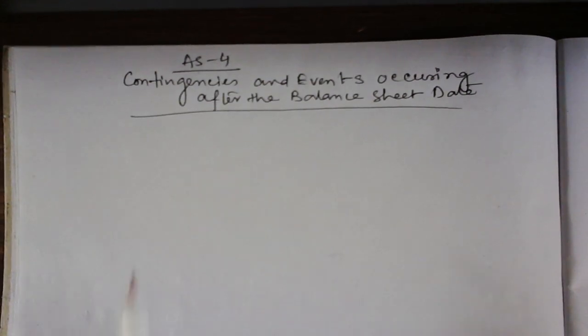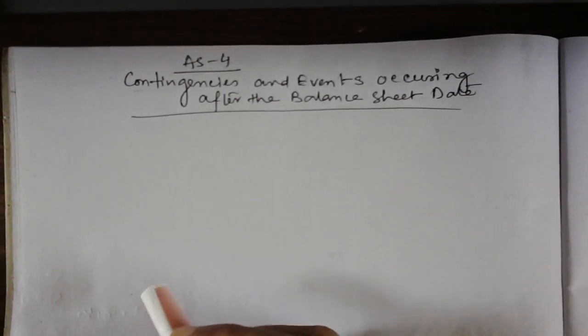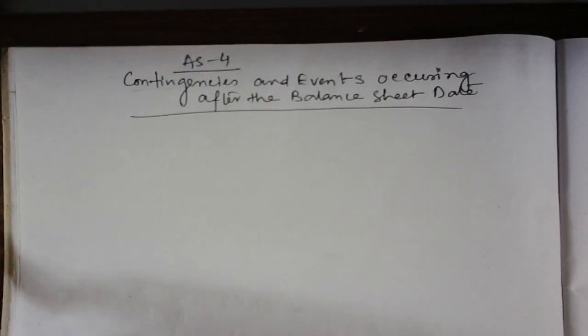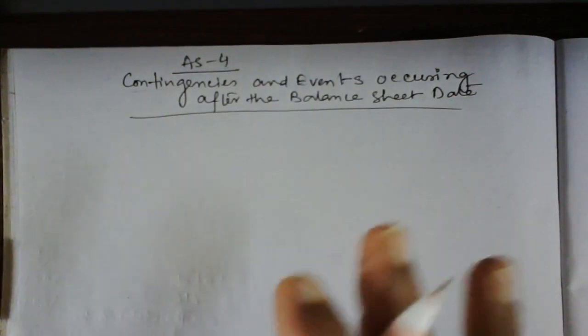Although contingencies are mentioned, contingency is not our part. Contingency will be dealt with in Accounting Standard 29. Now let's talk about some part of the contingencies first, and what the standard is talking about.